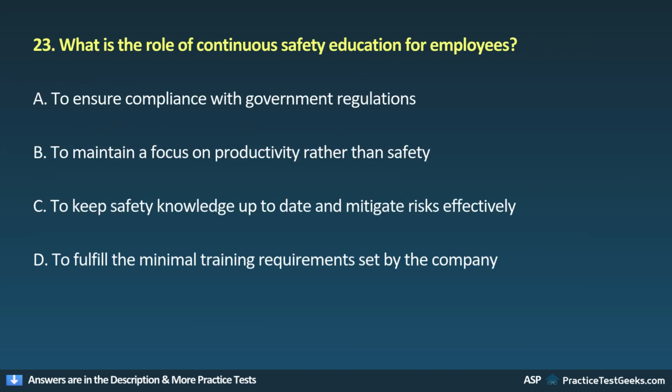23. What is the role of continuous safety education for employees? A. To ensure compliance with government regulations. B. To maintain a focus on productivity rather than safety. C. To keep safety knowledge up to date and mitigate risks effectively. D. To fulfill the minimal training requirements set by the company.